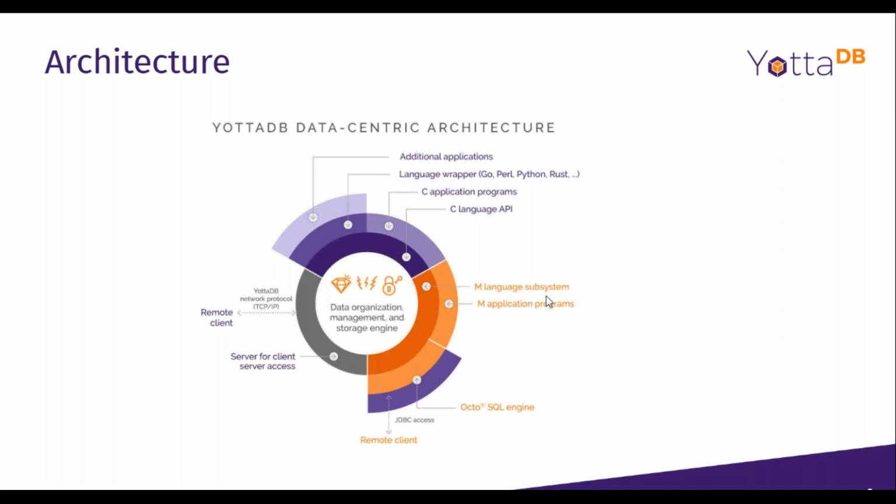I am trying to. Okay, so this is just an architecture of YottaDB. This is one of the canned diagrams we have, which describes how YottaDB works and what our vision for it is. The red orange stuff is the M language stuff, and the stuff that's purple is additional languages, including C and what's on top of C.